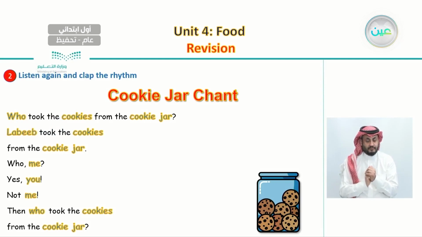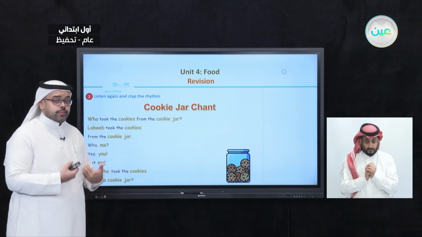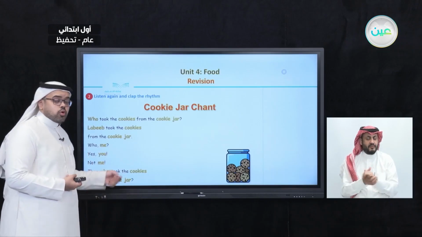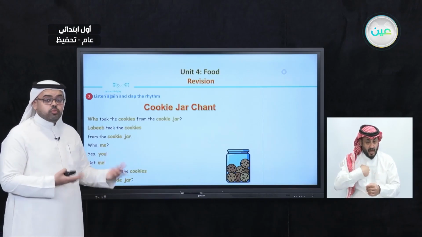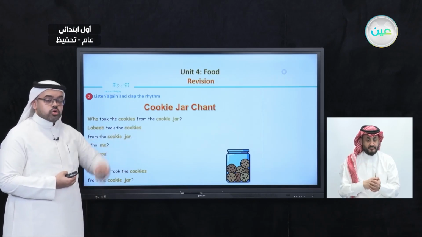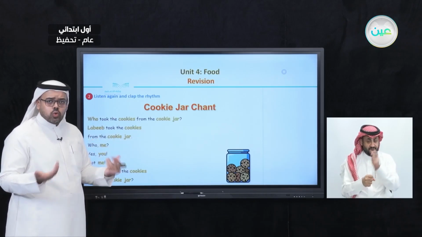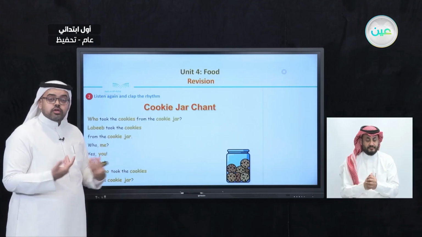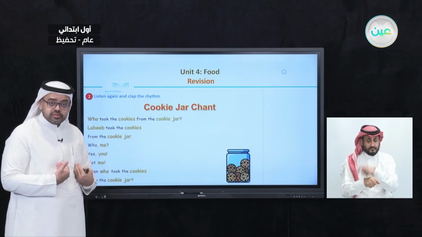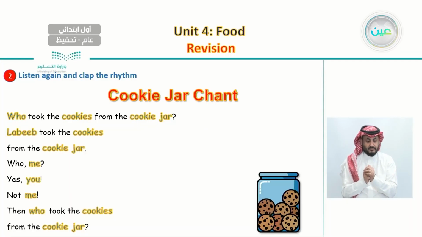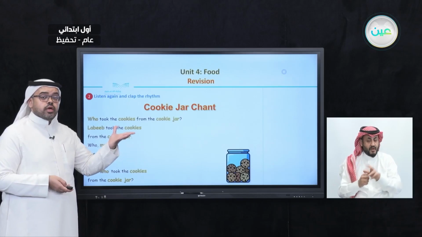And if someone wants to talk about himself, he would use the word me. So when we said that Labib took the cookie jar, Labib says, who? Me. So me is the word that we use to refer to ourselves. Also, if we want to know who the person is, if it's not Labib or someone else, we use the same word, which is who. Who, if we want to know a person's name.